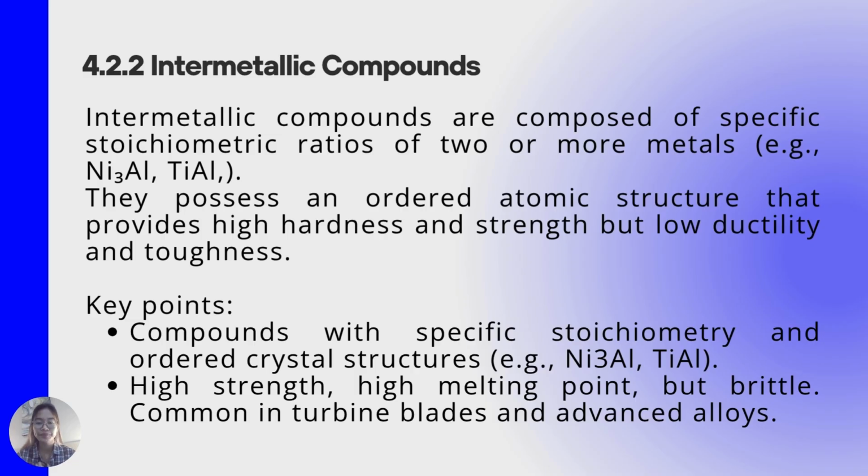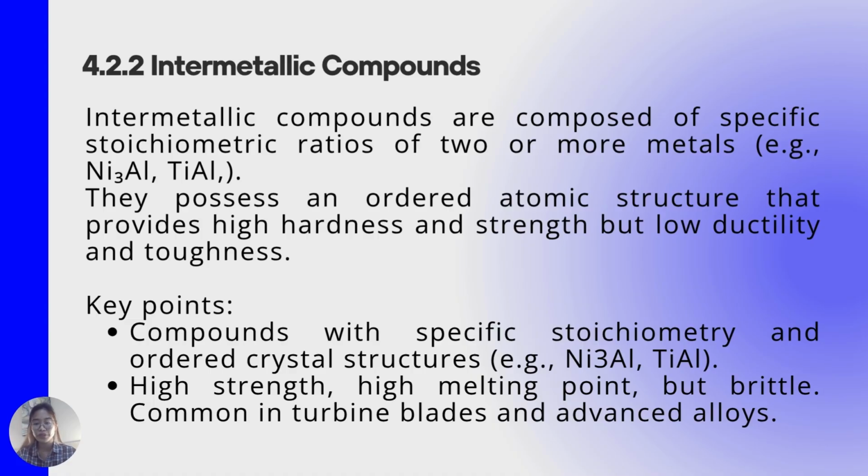Now moving on, intermetallic compounds, which are materials formed by specific fixed ratios of two or more metals, such as nickel aluminide. Unlike solid solutions, which have variable compositions, intermetallics have ordered crystal structures and stoichiometric composition, meaning their atomic arrangement is very regular and predictable. Because of this order, they have high strength, hardness, and melting points.